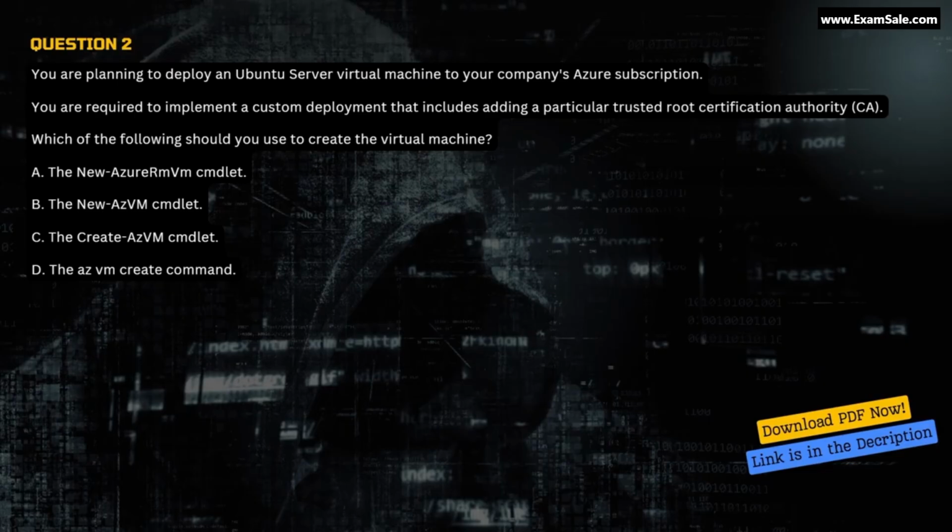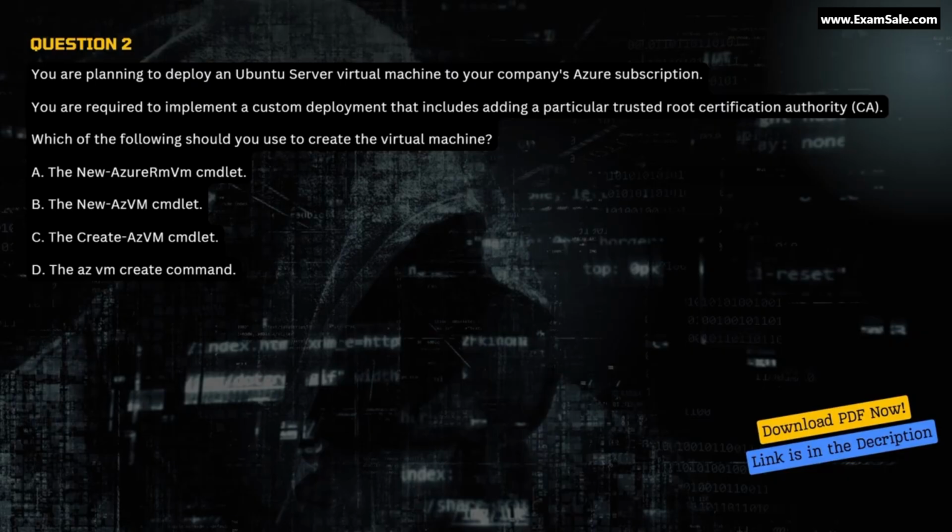Question 2. You are planning to deploy an Ubuntu server virtual machine to your company's Azure subscription. You are required to implement a custom deployment that includes adding a particular Trusted Root Certification Authority, CA. Which of the following should you use to create the virtual machine? A. The New-AzRmVM command. B. The New-AzVM command. C. The Create-AzVM command. D. The az vm create command.